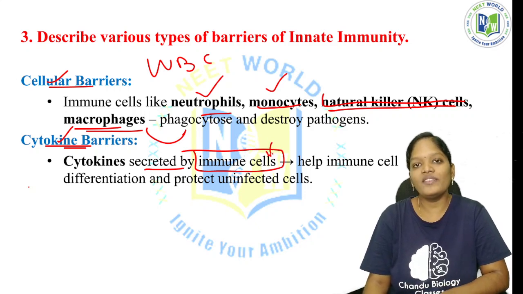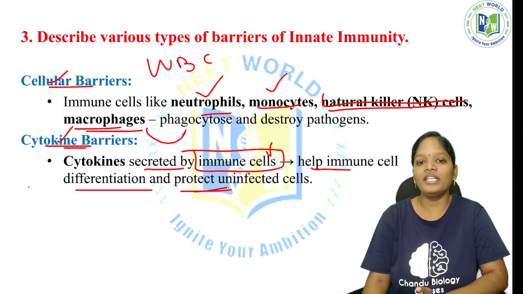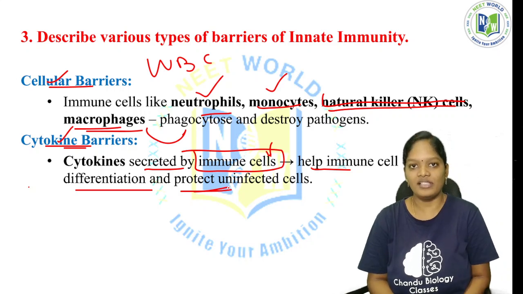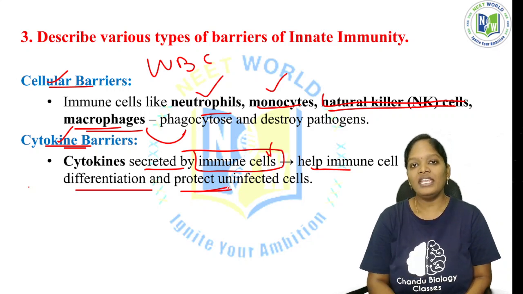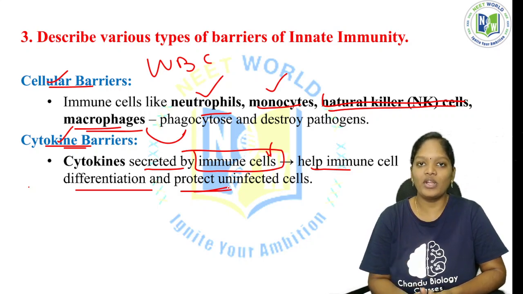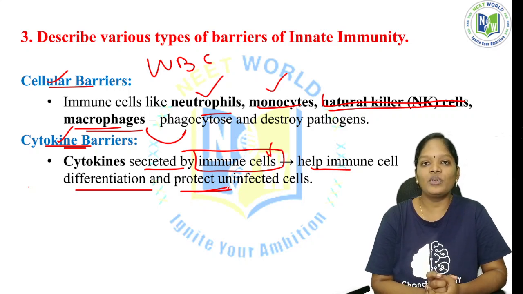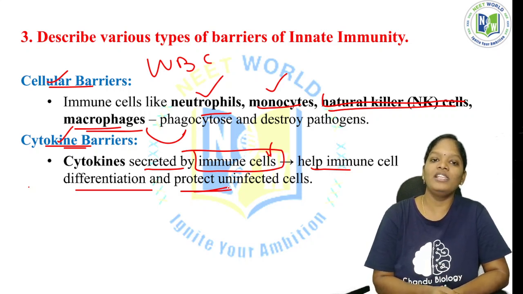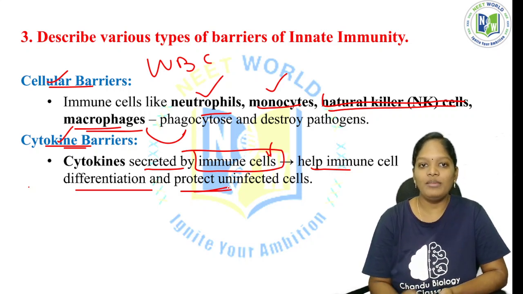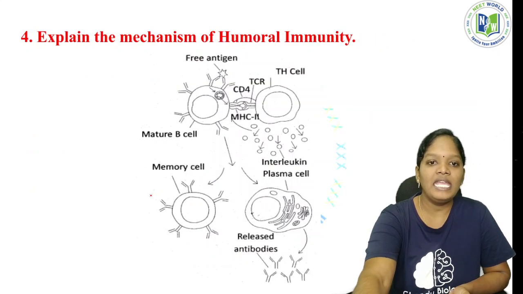What is the role of the cytokines? They are helping the immune cell differentiation and protecting the uninfected cells. If one cell is getting infected, obviously the other cell is also going to be infected by the microorganism. So the uninfected cells are getting protected by the cytokines, and the cytokines are helpful in the differentiation of the immune cell. So these are all the 4 important types of barriers of this innate immunity.